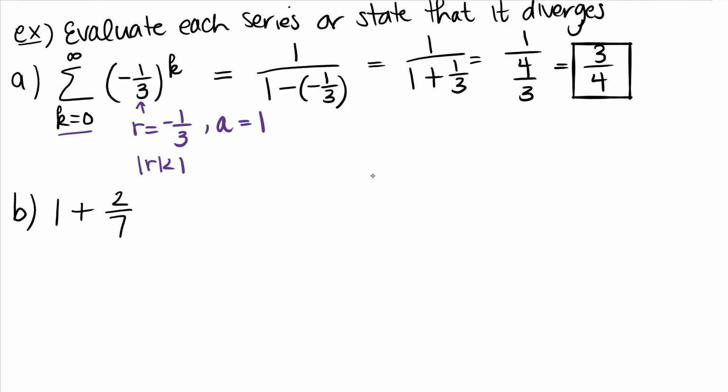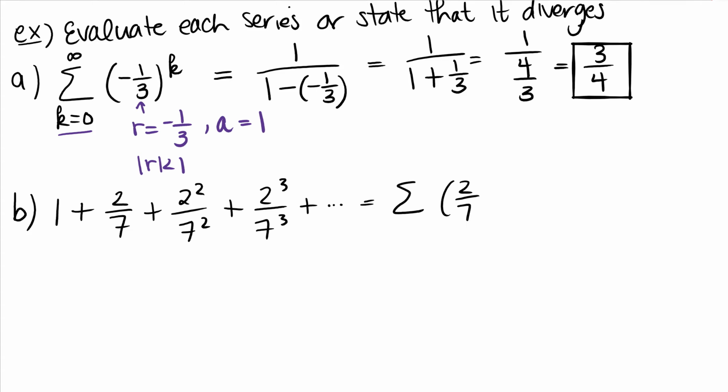1 plus 2 sevenths plus 2 squared over 7 squared plus 2 cubed over 7 cubed, and so on and so forth. Plus dot dot dot. So my hypothesis is that this is going to be 2 sevenths, which I know is going to converge because that's between -1 and 1 to the k. But let's make sure, where does my k start? Well, notice your first term is going to be 1.